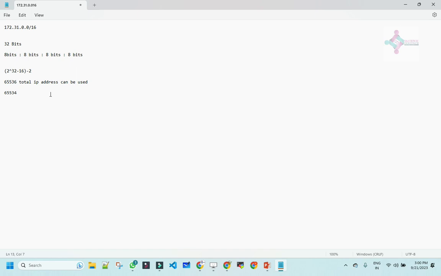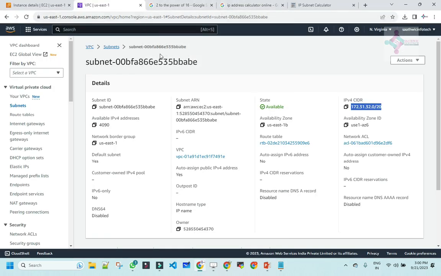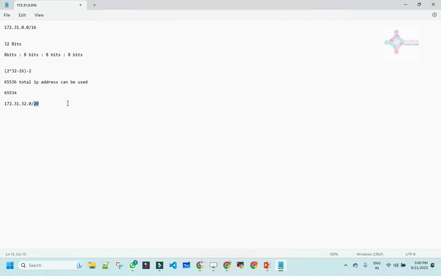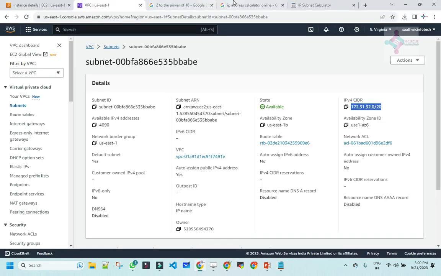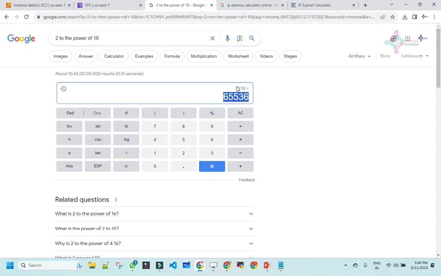So if you see, this is the CIDR block for the subnet. What does it mean? It says mask 20. Let's see what mask 20 is in our calculator, or maybe we will try it out on our own first, then check in the calculator. So 2 to the power of 32 minus 20, which is 12. So 2 to the power of 12 is our overall number of addresses. Let's go to the calculator.